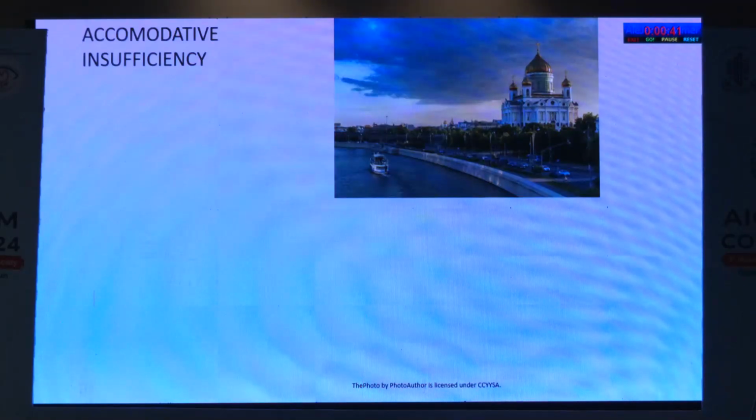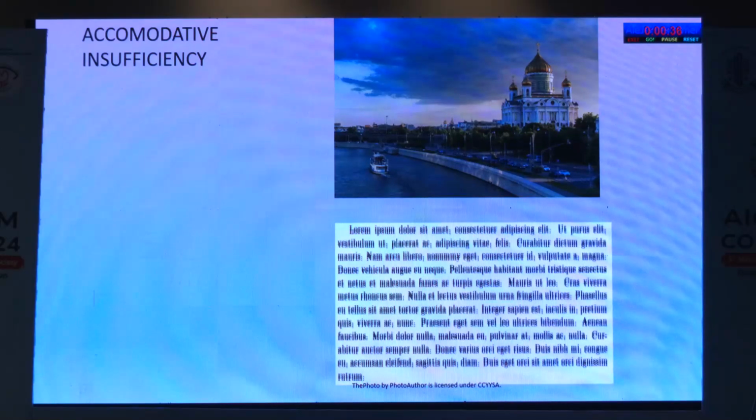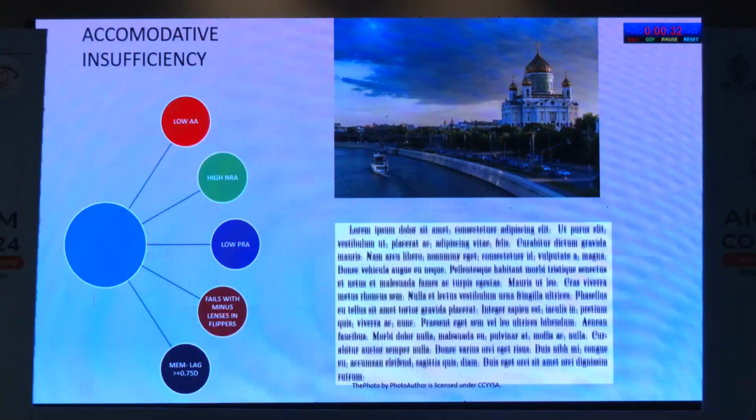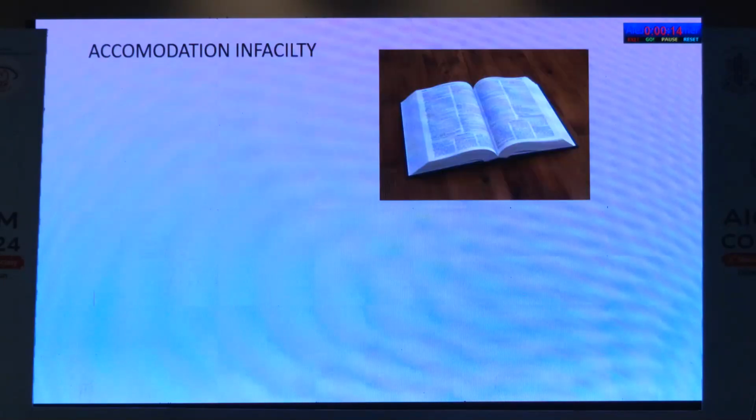In accommodation insufficiency, the patient is able to see clearly for distance, but when we prolong the reading, everything will become blurred. So here patients have a low accommodative amplitude, and you will get a high NRA but low PRA. The patient is not able to relax accommodation, so fails with the minus lenses in flippers, and MEM lag will be more than 0.75. Sorry, high NRA.